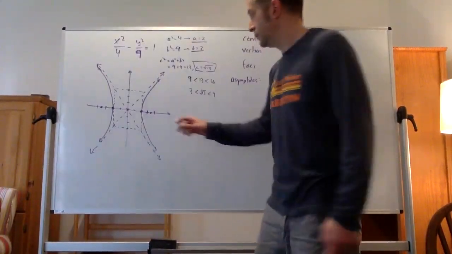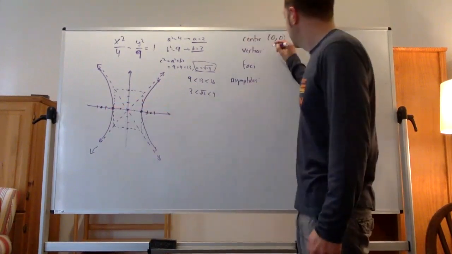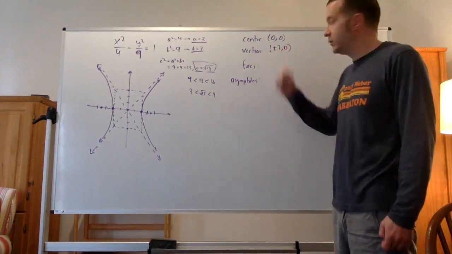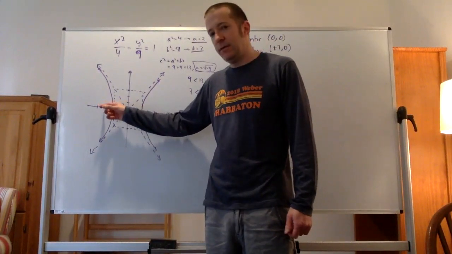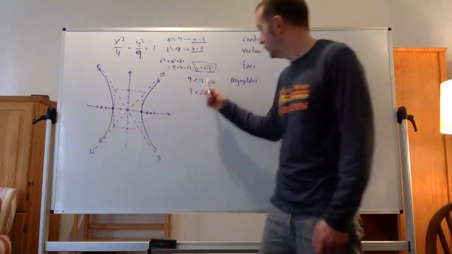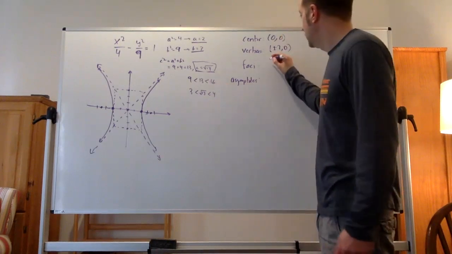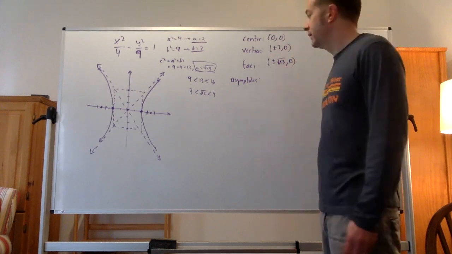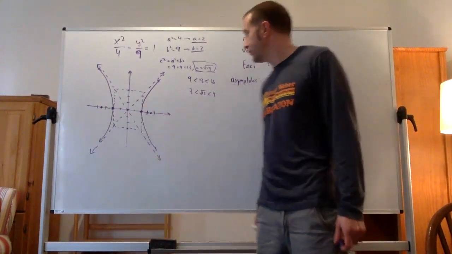The vertices are -2, 0 and +2, 0. I'm going to write it as one pair with a plus or minus in front of the 2. The foci, I went this far to the left, and that far was this distance. It was root 13, a number bigger than 3 but smaller than 4. So I'm just going to call it plus or minus root 13, 0. Again, minus root 13, plus root 13.